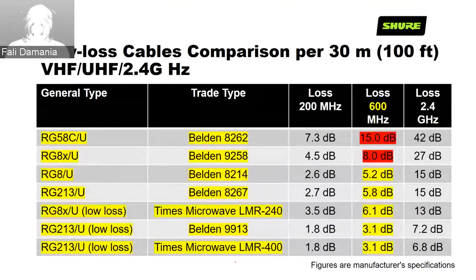So you see the cable right at the bottom, that happens to be our preferred cable for field activities, which is the RG213/U low loss times microwave LMR 400 cable. And if you notice that at 100 feet of cable at 600 megahertz, you have just 3.1 dB of loss. Now that is an excellent cable.